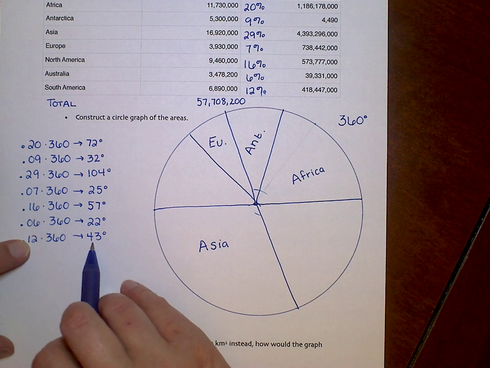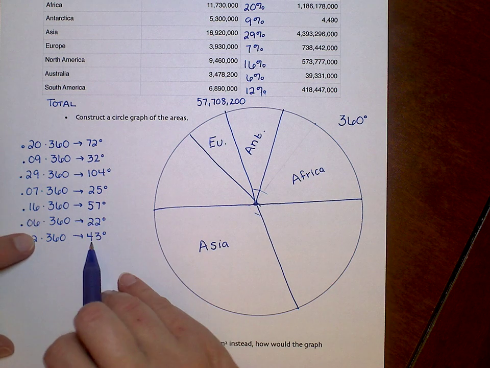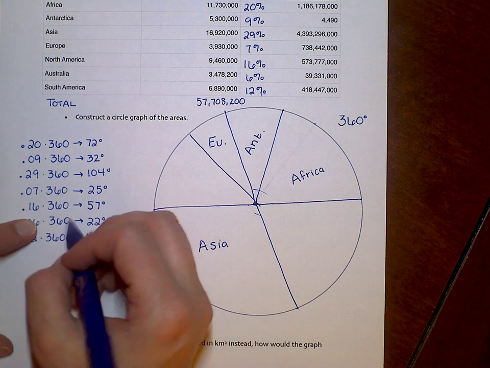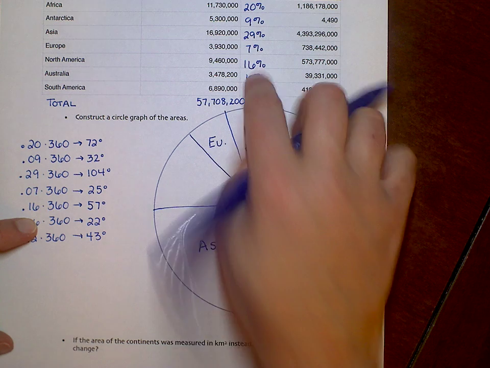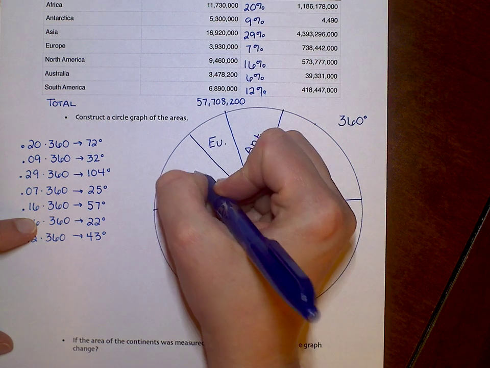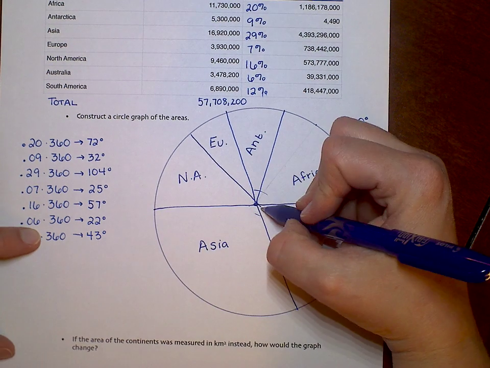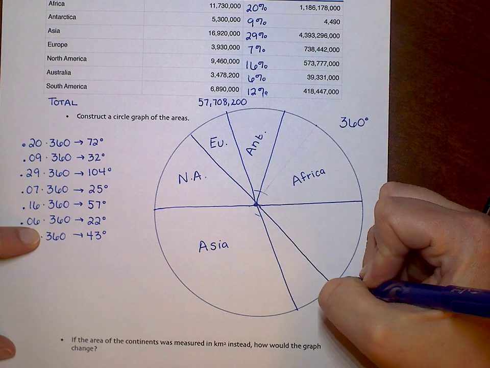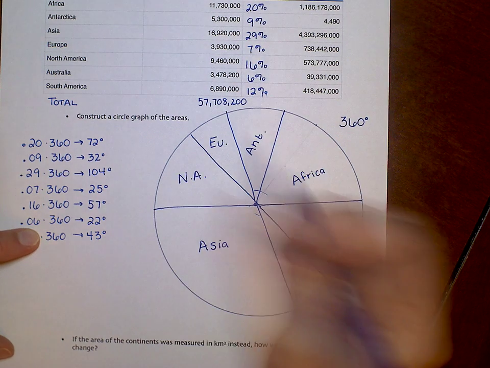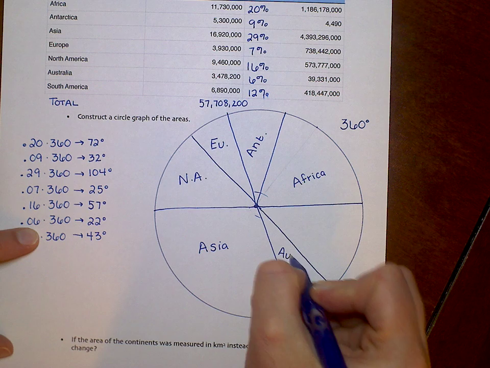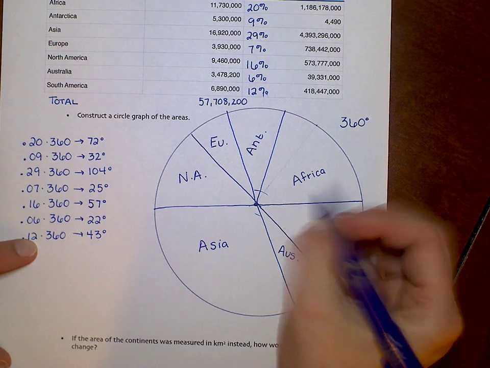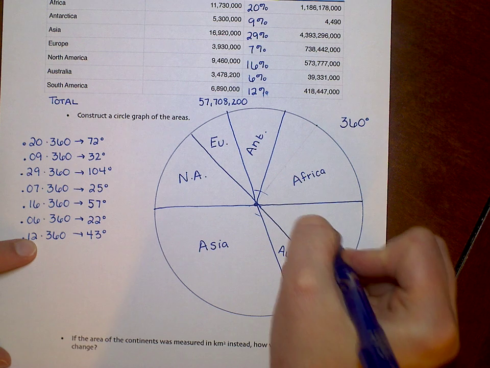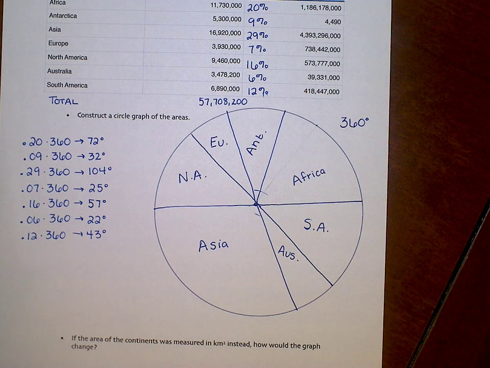These are both equally away from 50. I'm going to just go ahead and call this one my 57-degree angle-ish. That's my 16%, so that's North America. Okay. And then I'm going to go 22 degrees off of Asia, and that is Australia. And 43 degrees would be my last one, my South America. Okay. And so that's really what I would be looking for.